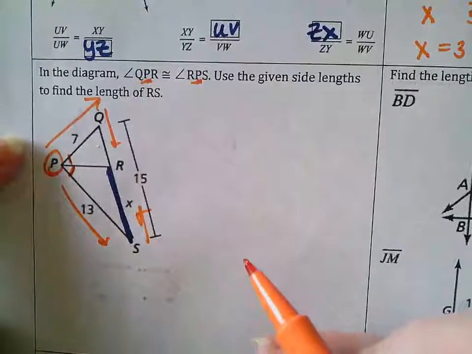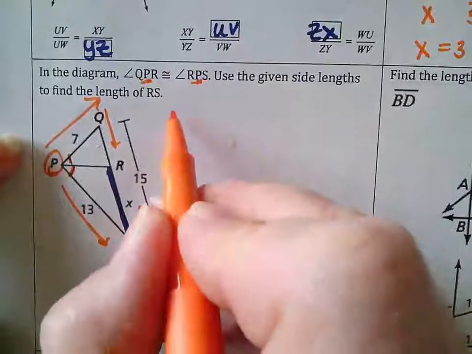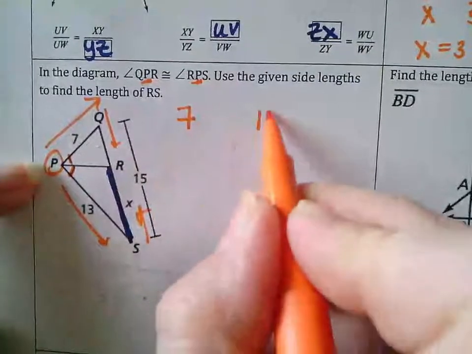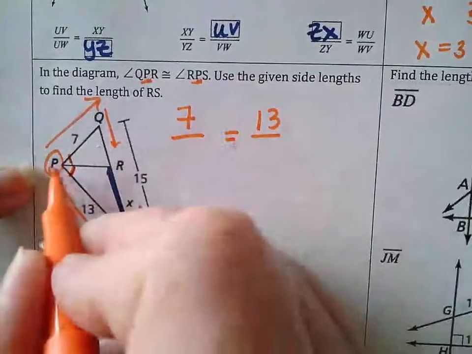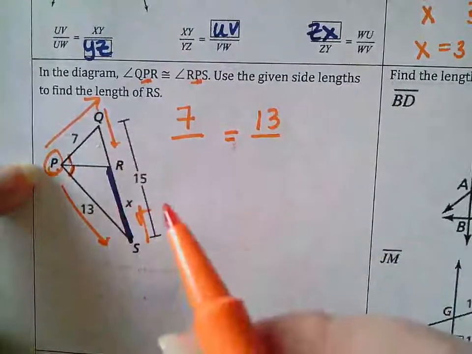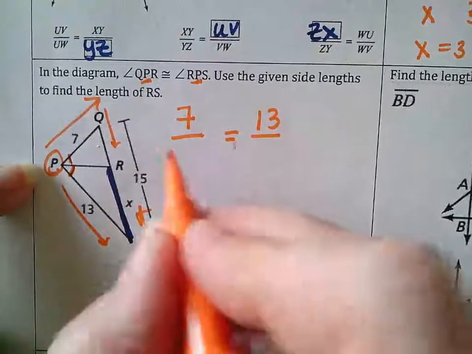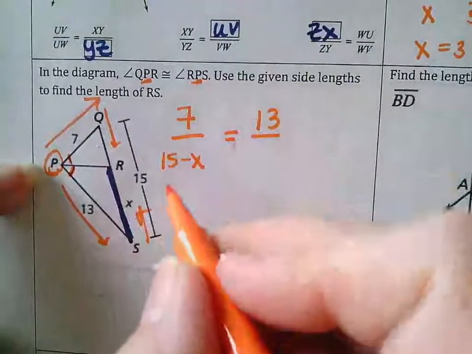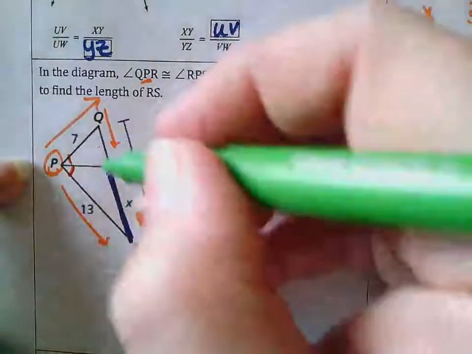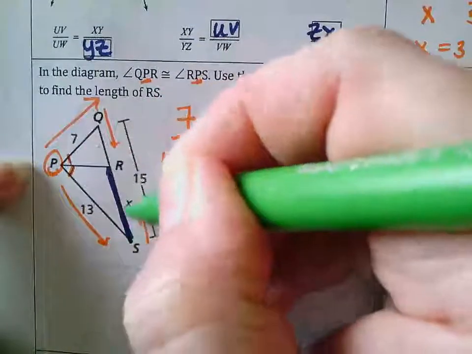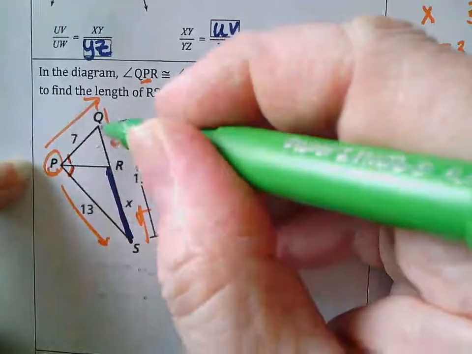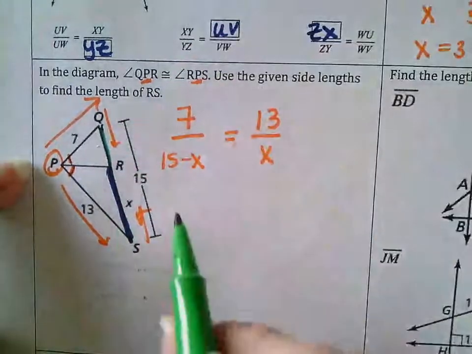So when I set this up, I'm setting it up as 7 and 13, because I'm starting here and I'm going out. This one is going to be 15 minus x and x. So from here to here, 13 over x, and this is going to be 7 over 15 minus x to get this length. So that's where the 15 minus x comes from.